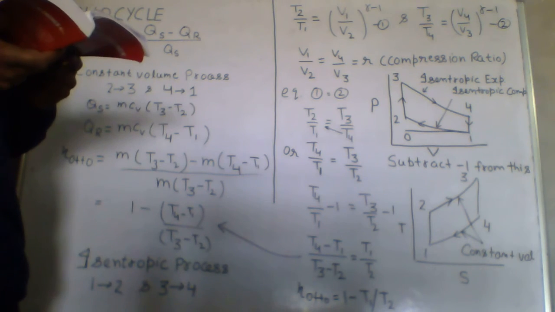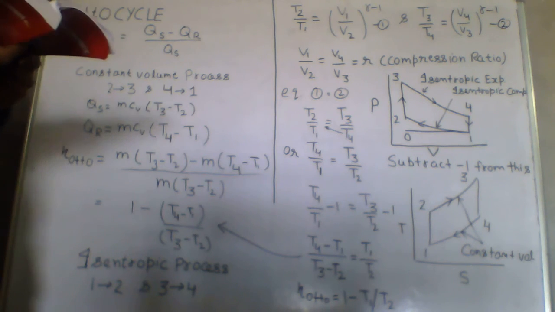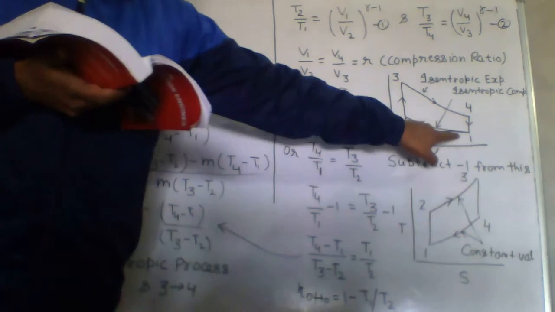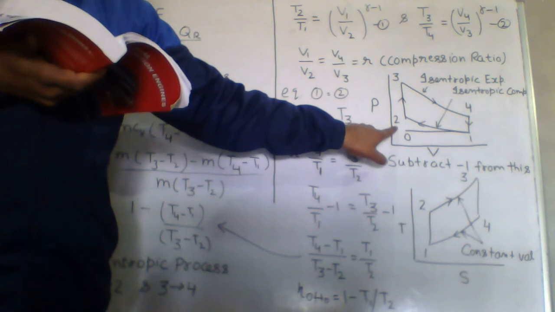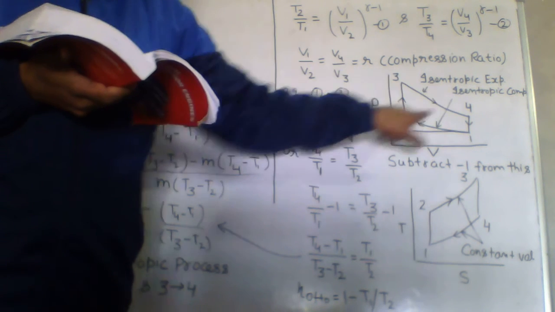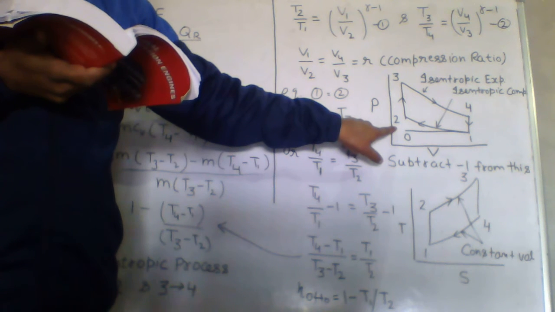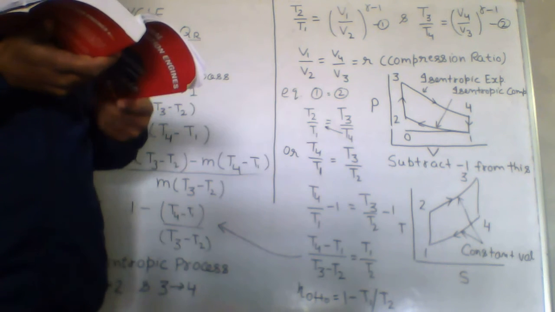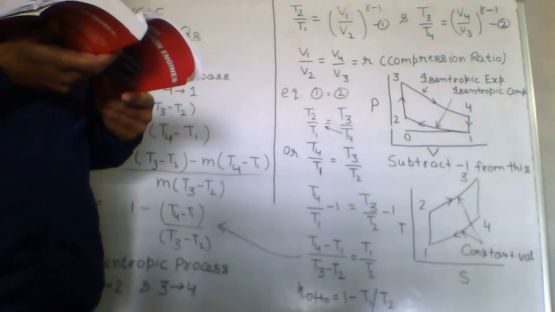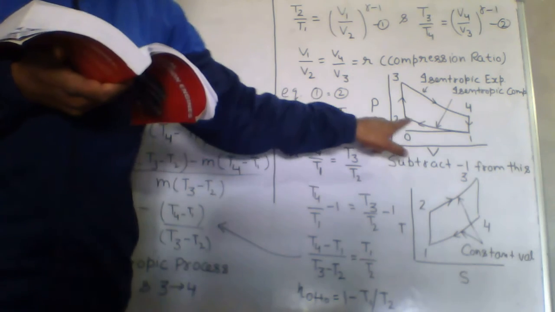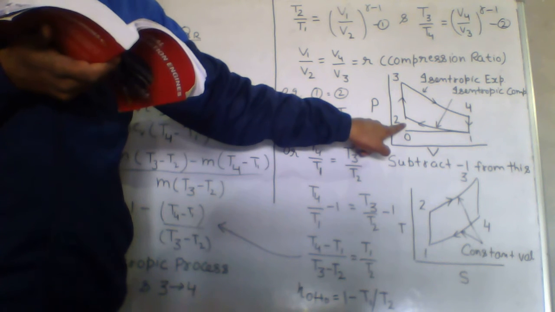The process 1 to 2 represents isentropic compression of air, when the piston moves from bottom dead center to top dead center. So this 1 to 2 is your compression in the cylinder.